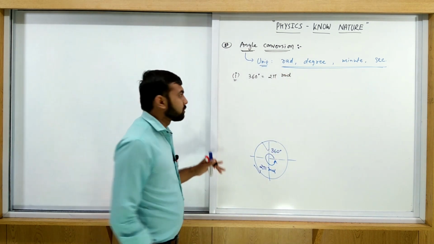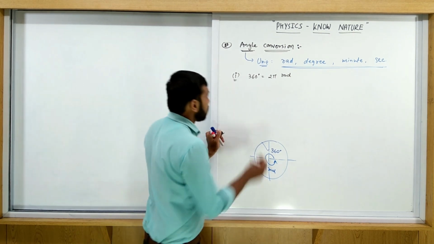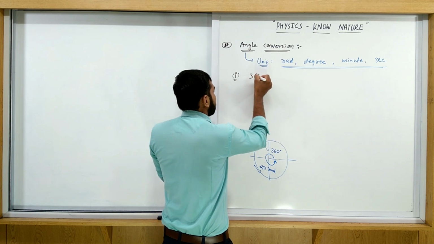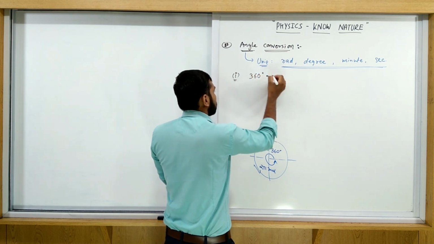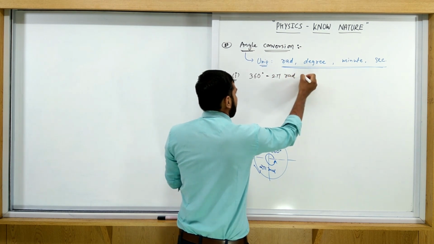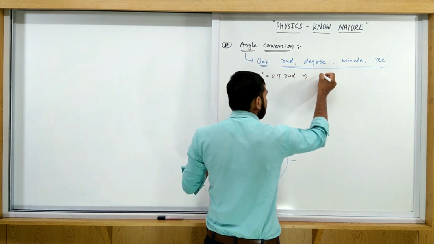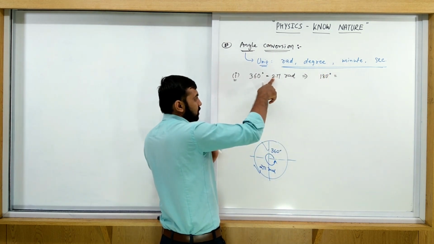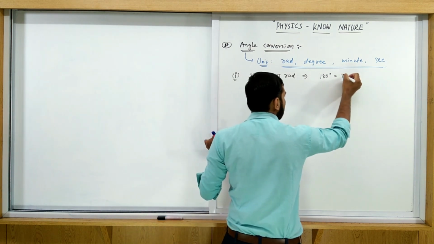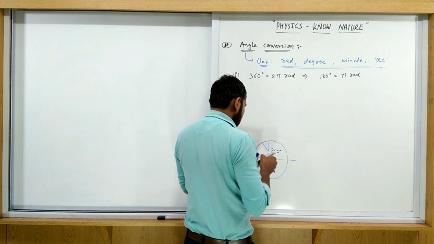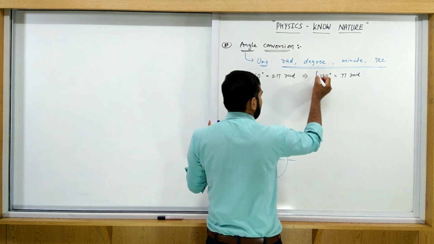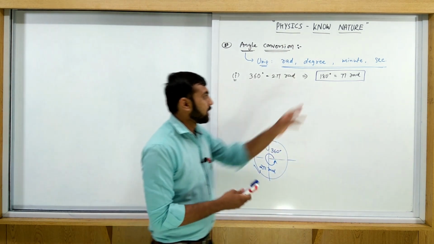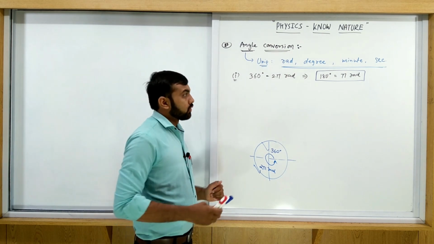Now 2 is common in both. 360 degree is equal to 2 pi radian. Taking 2 common from both, it means 180 degree, half of this, is equal to pi radian. All of you must remember this relation first. This relation, 180 degree is equal to pi radian, is quite helpful for conversion of units.